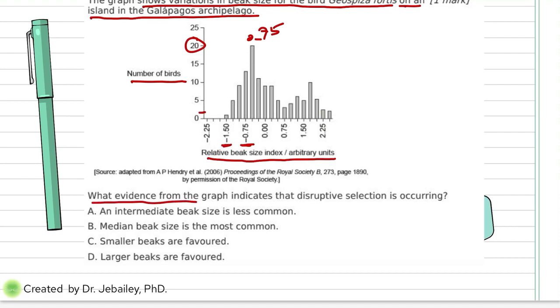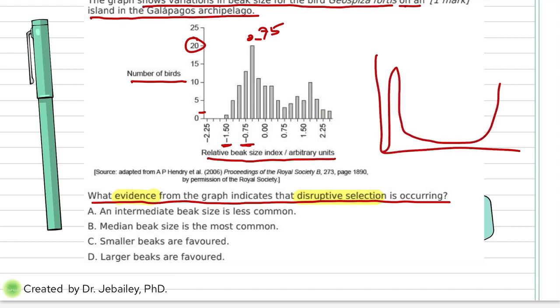Now, what evidence from the graph indicates that disruptive selection is occurring? So they want you to mention the evidence in the graph for disruptive selection. Now, what is disruptive selection? Disruptive selection basically means that in the graph, we will have both extreme traits, but not in the middle. So you have an extreme here and an extreme here. Now, does it look like it? Well, it does have an extreme right here, so it does kind of look close. Let's see what we have.